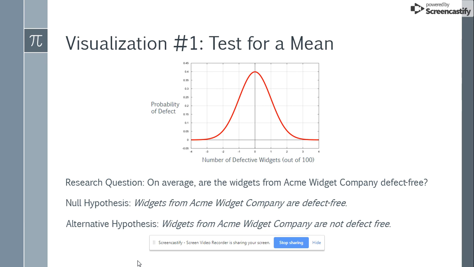One thing we have to consider is that you can state hypotheses using words or equations. For this example, our null hypothesis would read the mean equals 0, while our alternative hypothesis would read the mean does not equal 0.